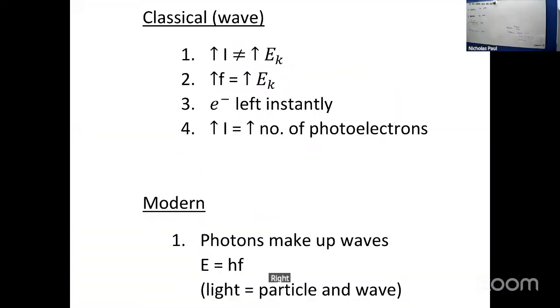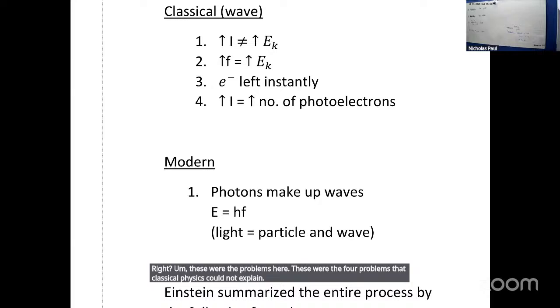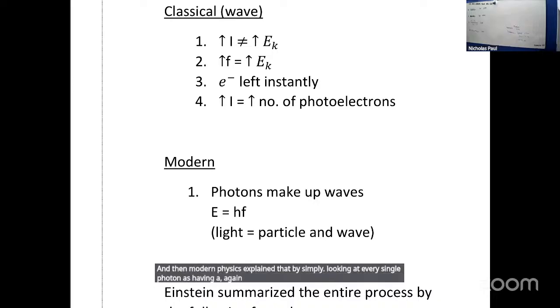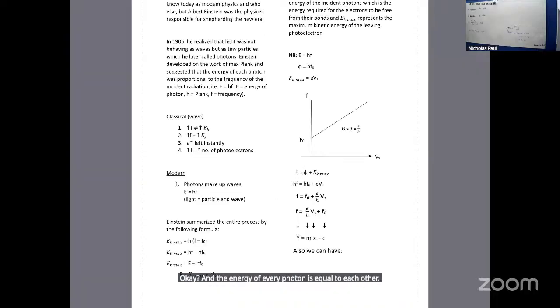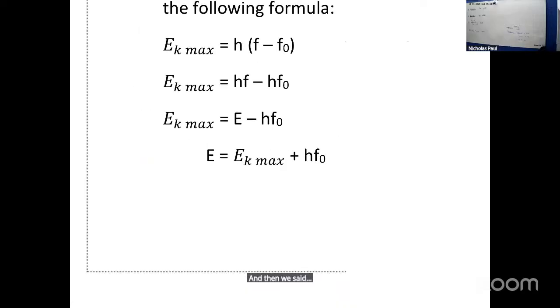These were the four problems that classical physics could not explain. Modern physics explained it by looking at light as being photons, which is a particle property. The energy of every photon is equal to hf. And then we said that this formula here summarizes every single thing.